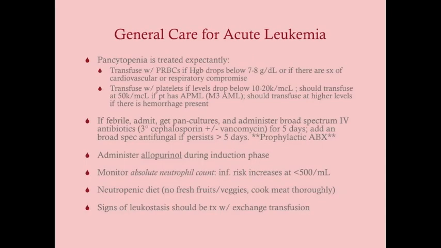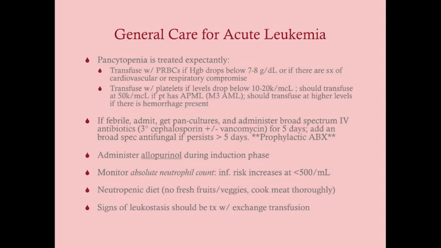So the general care for acute leukemia outside of the chemotherapy, so pancytopenia, which remember is not only part of the symptoms, but it's also part of the complications of leukemia. We treat it expectantly. So we're going to transfuse the patient with packed red blood cells if their hemoglobin drops below 7 to 8. We can be a little bit more liberal in kids, let the hemoglobin drop maybe down below 7. Usually we don't want it to go below 7.